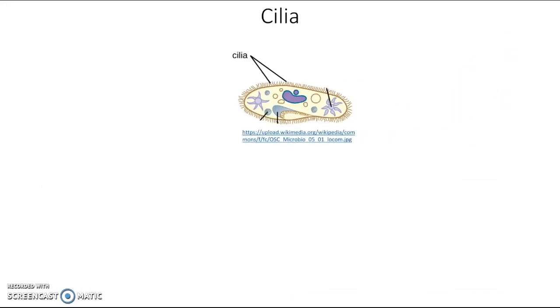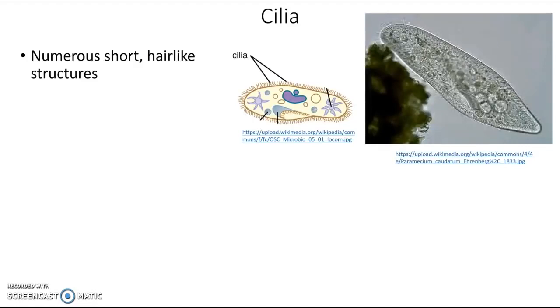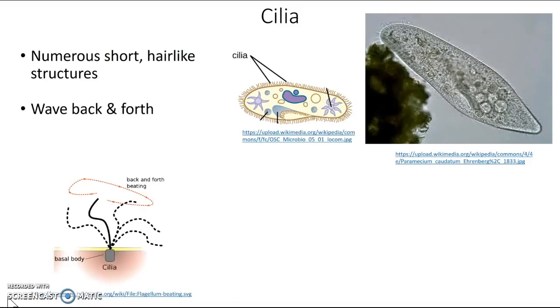We'll start with cilia. So cilia are numerous short hair-like structures on the outside of a cell. Here in this diagram, you can see all those little fuzzy structures around the edges. And here in a picture of an actual cell, this is a protist called paramecium, you can just barely see all these tiny little hair-like structures around the edges of the cell that are making it look a little bit fuzzy. The way that cilia work is by waving back and forth, kind of like this.